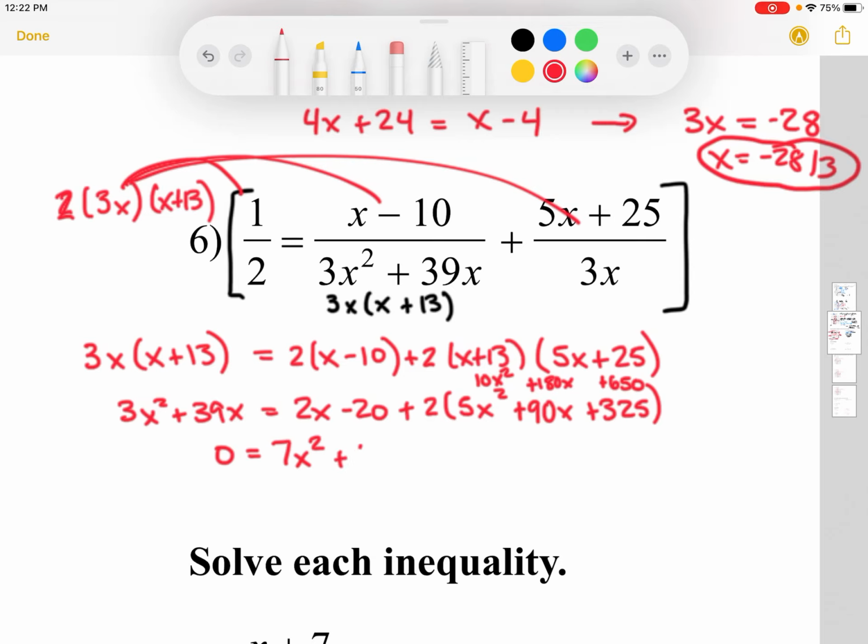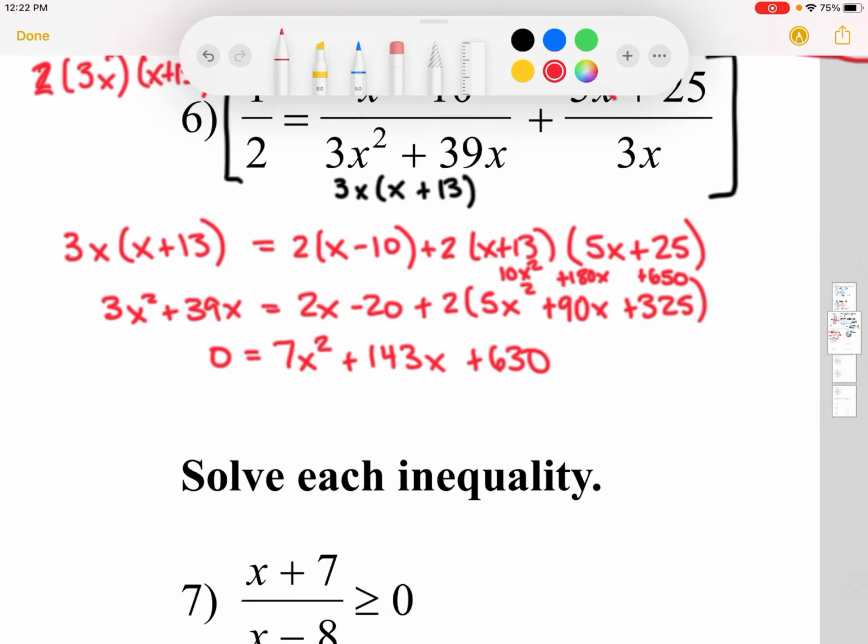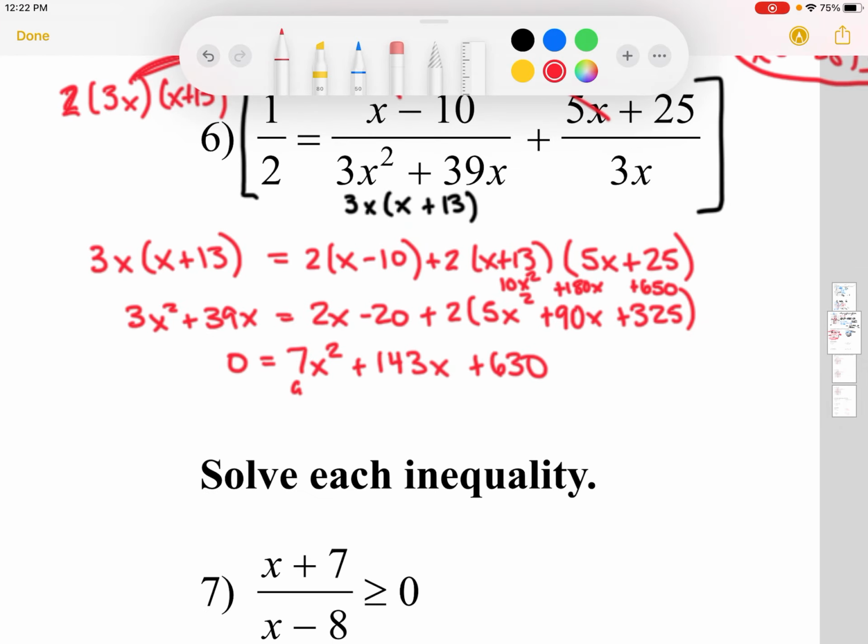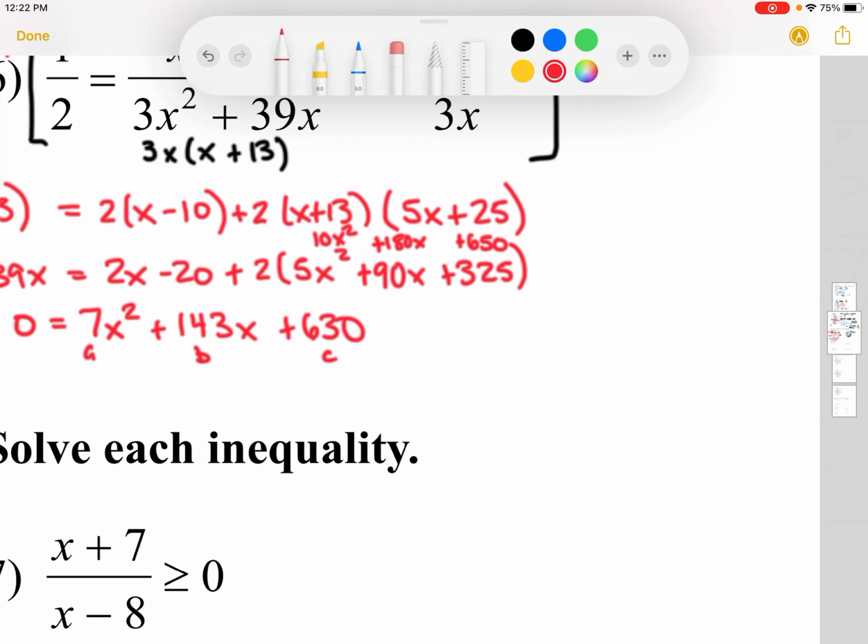Minus 39 is going to be plus 143x, and then 650 minus, so we would get 10x squared plus 180x and plus 650, and then minus 20, so plus 630. So when we do the quadratic formula, A is 7, B is 143, and C is 630. So we're just going to get some wild numbers.